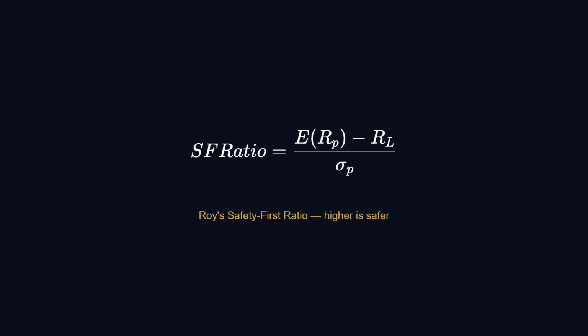The SF ratio is really just a z-score with a different name. It measures how many standard deviations the expected return is above the threshold. The higher the SF ratio, the less likely you fall below the threshold. So when comparing portfolios, choose the one with the highest SF ratio. That is the one with the smallest probability of disaster.